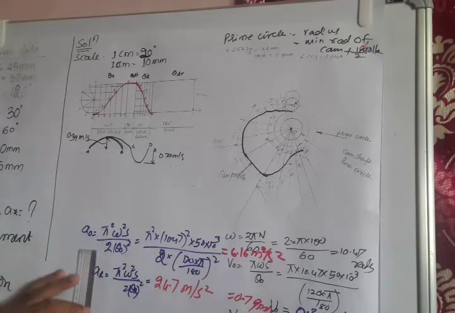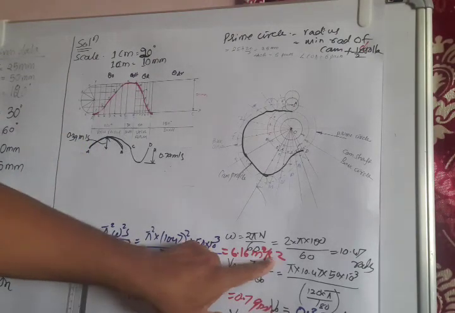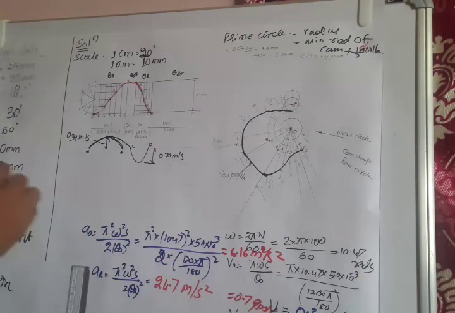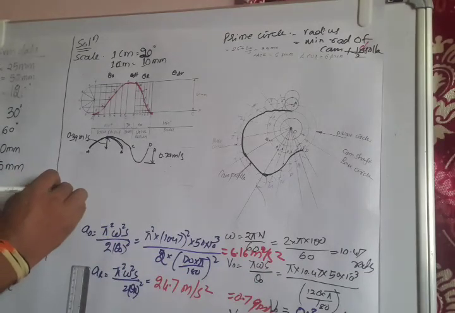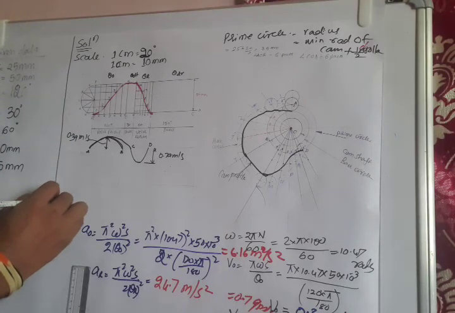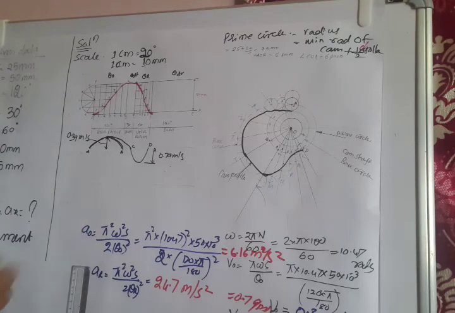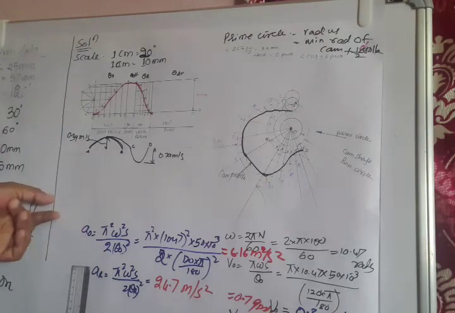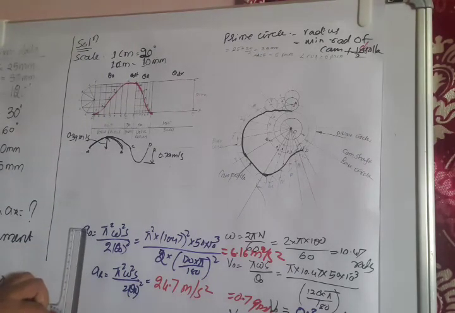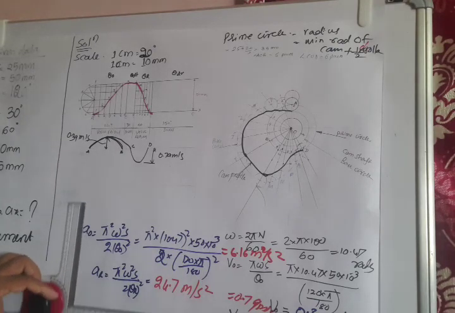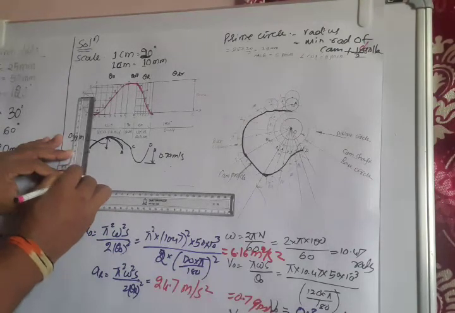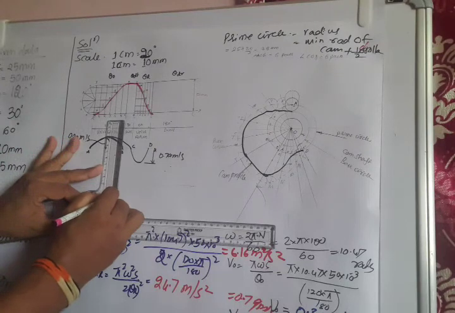Now for the acceleration diagram, it is 6.16 meter per second square for the out stroke, and for the return stroke it is 24.7. What scale will I take? I will take 2 meter per second square equal to 1 mm. I am taking a very small scale here. So if you multiply 24.7, you get 12.5 mm here. So mark 12.5 mm here, and 12.5 mm here.